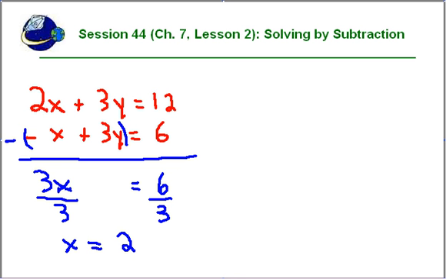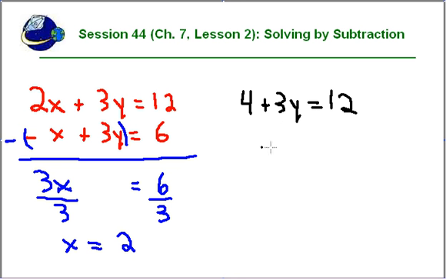Well, let's take it over here now and place 2 back into our equation. 2x plus 3y equals 12. Well, let's stick a 2 in there. What's 2 times 2? 2 times 2 is 4. Then we're still left with plus 3y equals 12. At this point now, what we need to do is solve it for y.